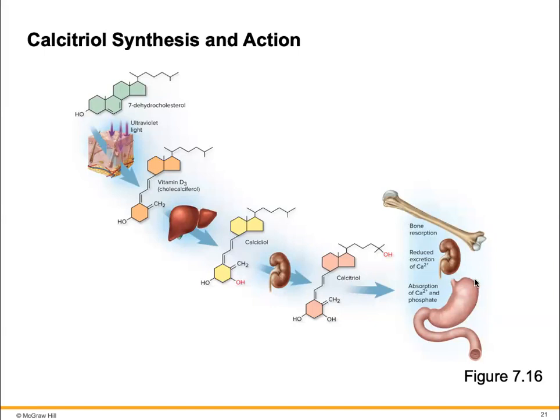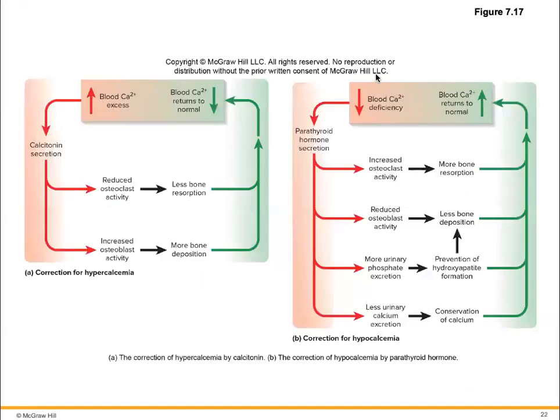The other 2 hormones work in conjunction with calcitriol, specifically parathyroid hormone. Parathyroid has a similar mechanism of action as calcitriol. So I'm going to focus on the negative feedback loops for calcium homeostasis. And if you are exhibiting hypocalcemia, parathyroid hormone is actually secreted from your parathyroid, and it will raise your calcium levels by increasing bone resorption through osteoclasts, reducing osteoblast activity so you don't deposit more.